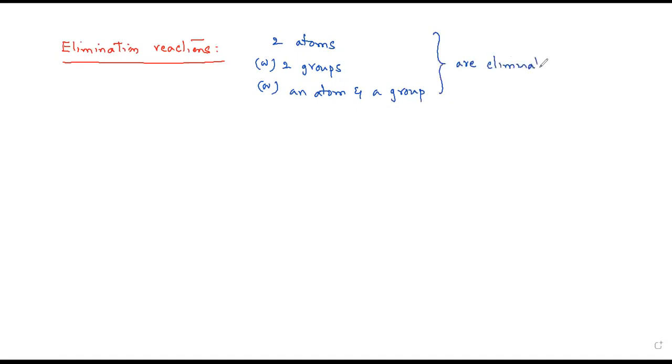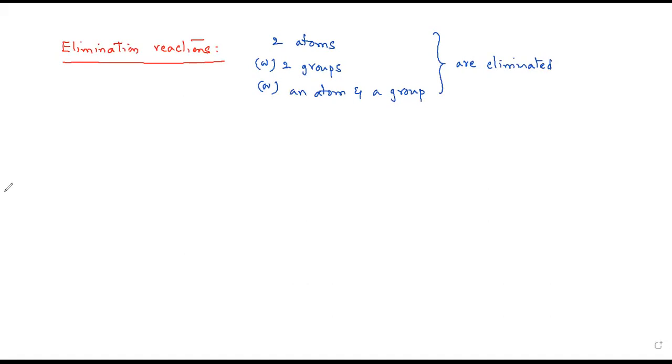See, elimination reactions are those in which two atoms or two groups or an atom and a group are removed. Okay, two atoms or two groups, or an atom and a group, are eliminated or say removed. Okay. Now see, when these are eliminated, of course a new bond is formed.